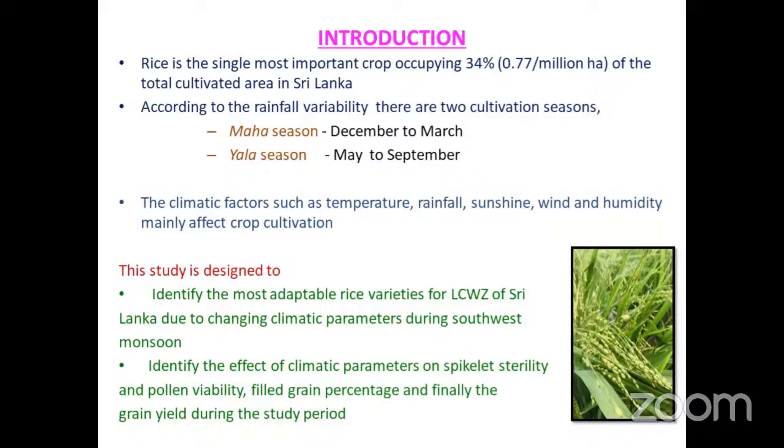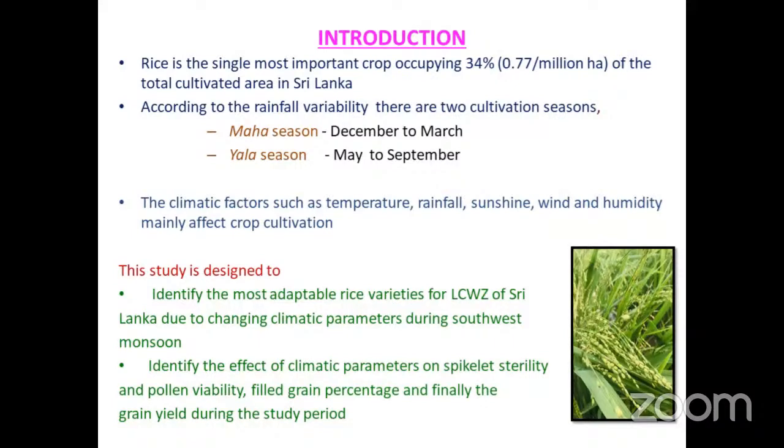The low country wet zone receives heavy rainfall in yala season. The southwest monsoon rain and the flowering period of rice overlapped from around the 9th to 20th of July. This caused pollen and spikelets to be washed away. This is one of the major causes for reduced yield in the low country wet zone compared to the dry zone.